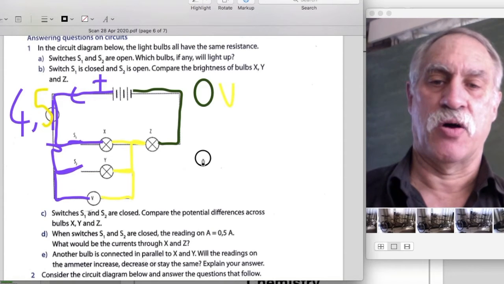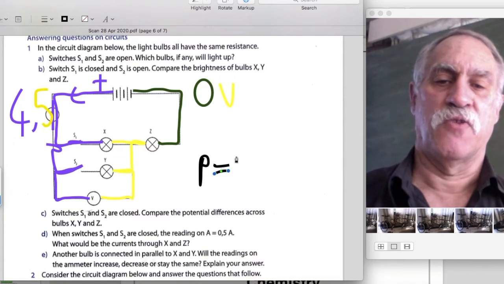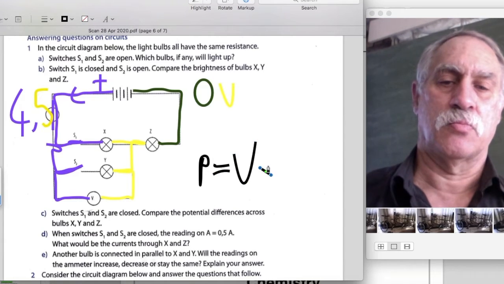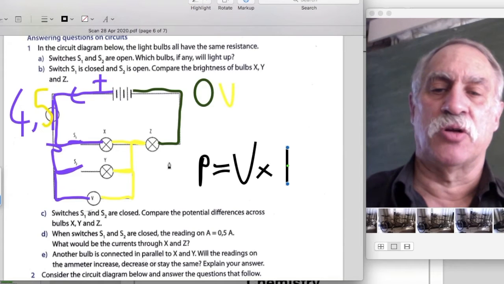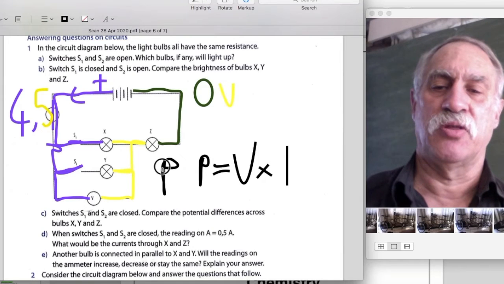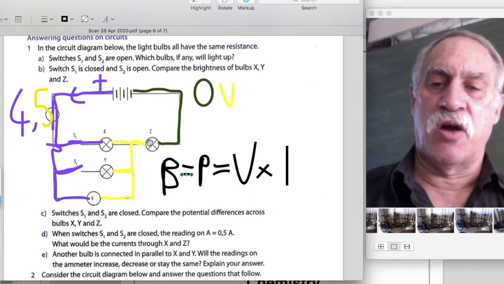Okay. The power is going to be equal to volts times amps. So the brightness of the bulb depends on the power. So the brightness, let's put a B there for brightness, will equal the power, and the power will be equal to the volts and amps. So the same current flows through both of them.